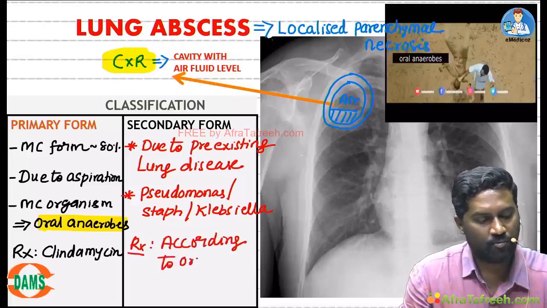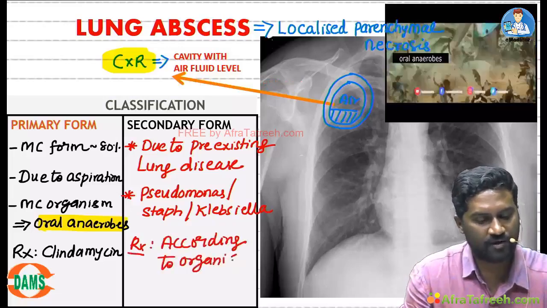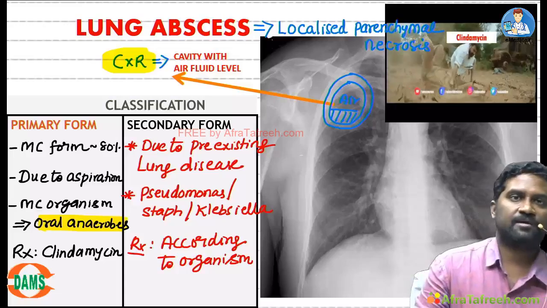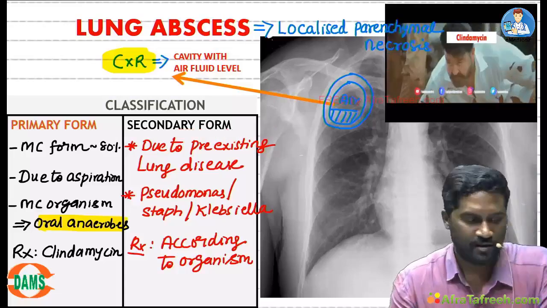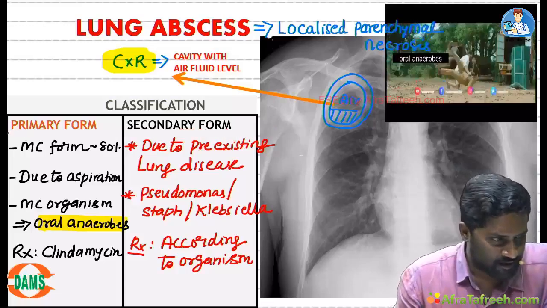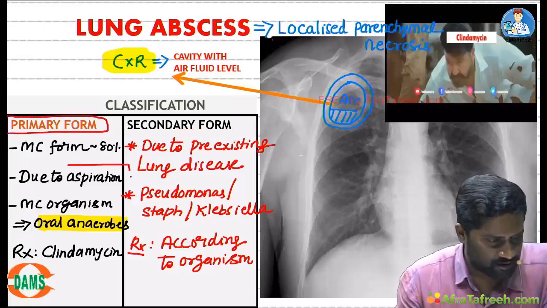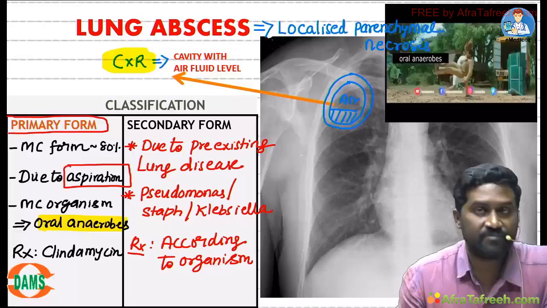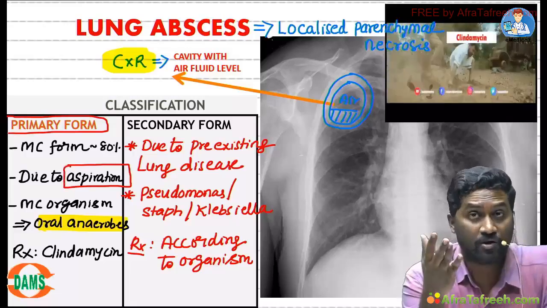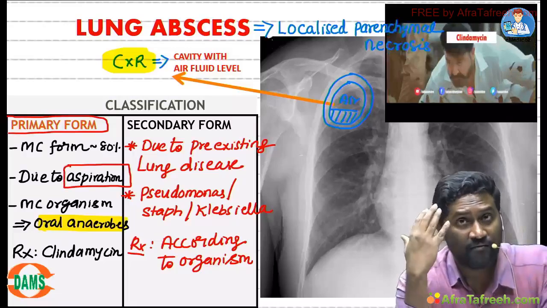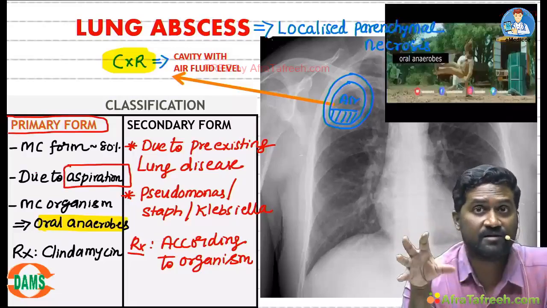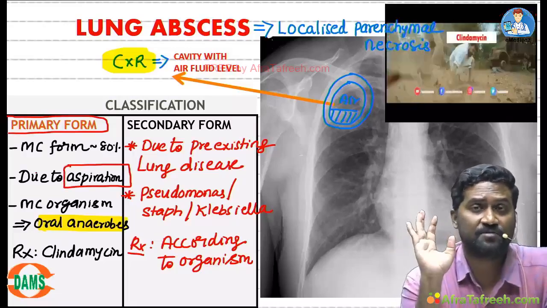You know what to give for Pseudomonas, what to give for staph, what to give for Klebsiella. So important point here is primary form is most common form. It is generally happening due to aspiration. In whom will you suspect aspiration? Alcoholics you suspect aspiration. When a patient is having some neurological disease, in them also you suspect aspiration.